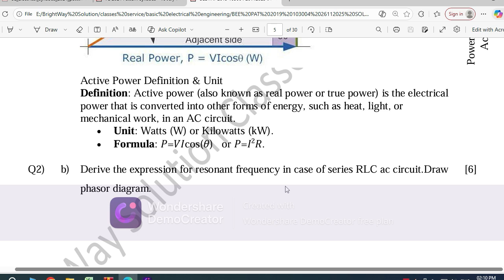The formula is P equal to VI cos theta, or we can take the consumed power as P equal to I square into R. This is also one kind of active power.